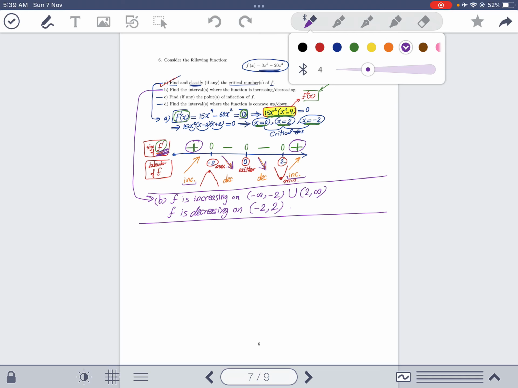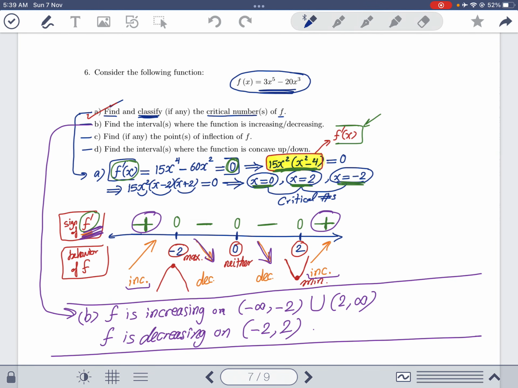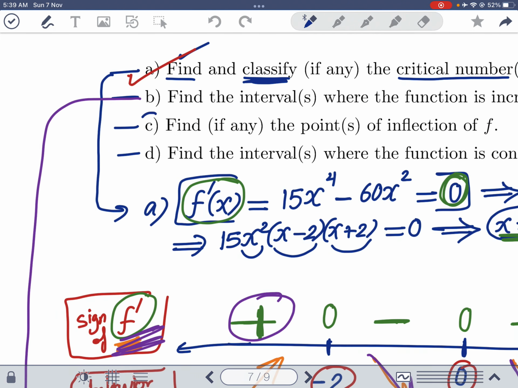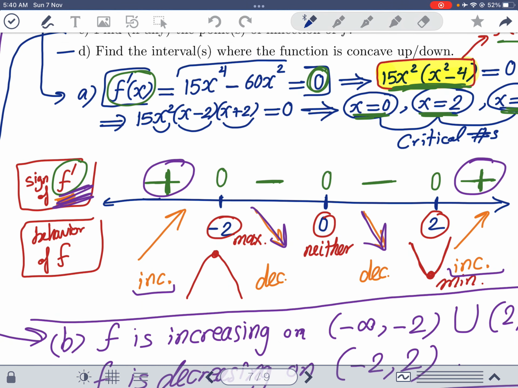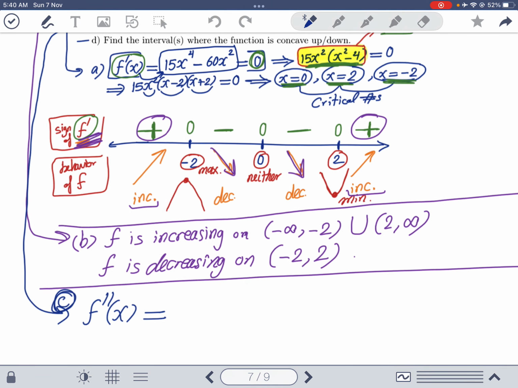Let's use this color for part C. We will use just blue. So now part C. Find inflection points of f. For inflection points, we need f double prime of x. That's now part C. So f double prime of x equals, now where is f prime? Here. This is f prime of x. So take its derivative again.